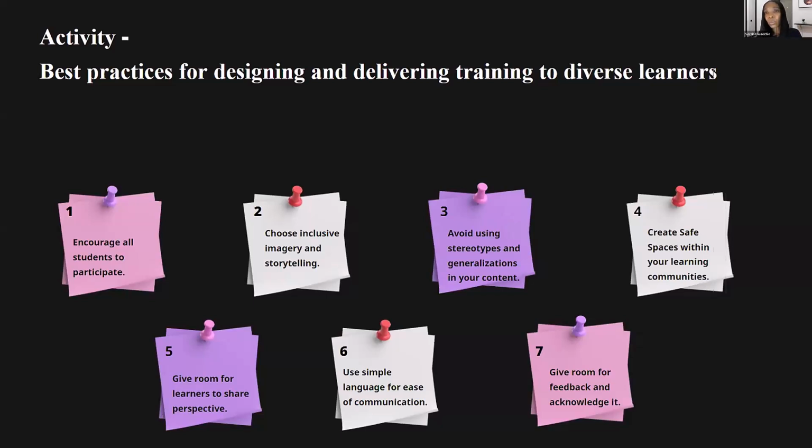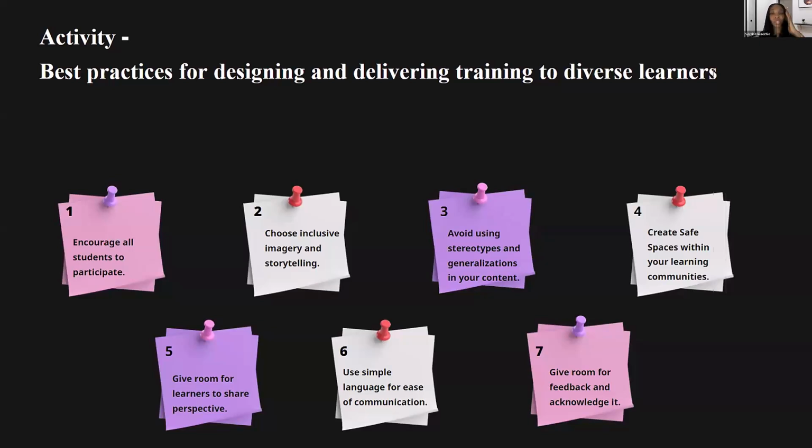I'm hoping someone can write something on this, what practice they use when it comes to inclusive imagery and storytelling. Okay, probably we don't have one, so we'll move to the next.